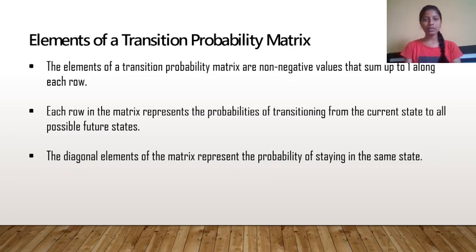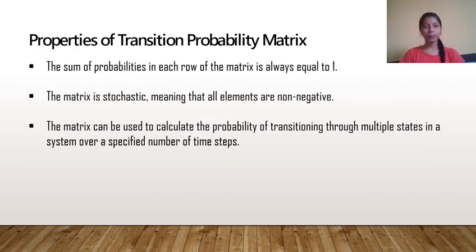So, what are the elements of a transition probability matrix? The elements of a transition probability matrix are non-negative values that sum up to one along each row. Each row in the matrix represents the probabilities of transitioning from the current state to all possible future states. The diagonal elements of the matrix represent the probability of staying in the same state.